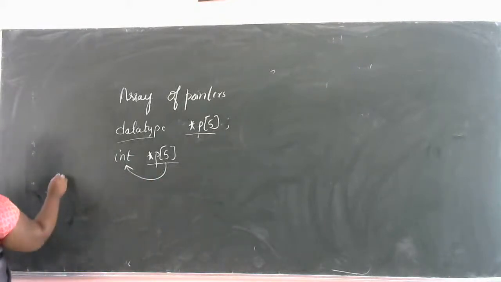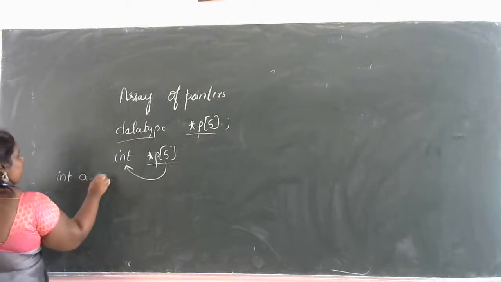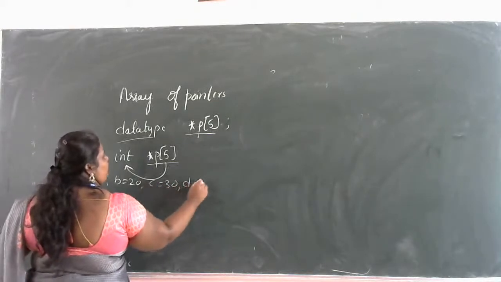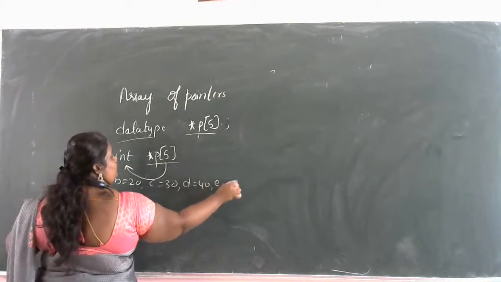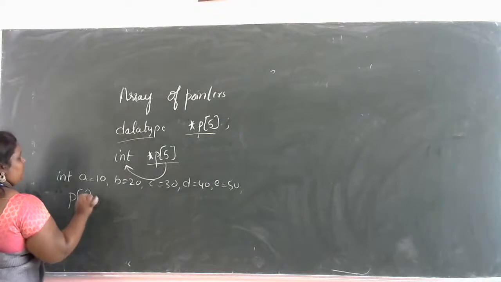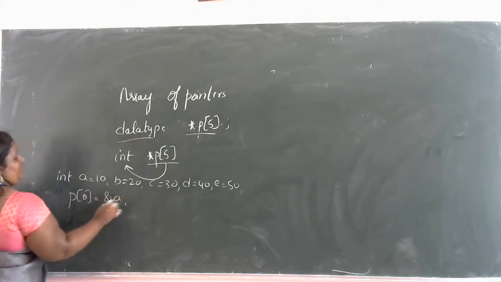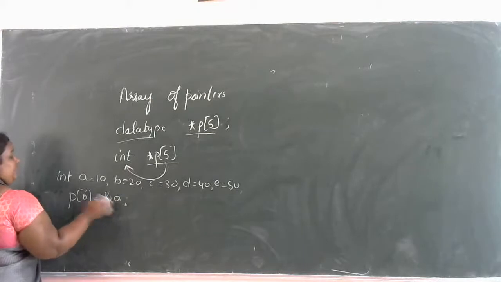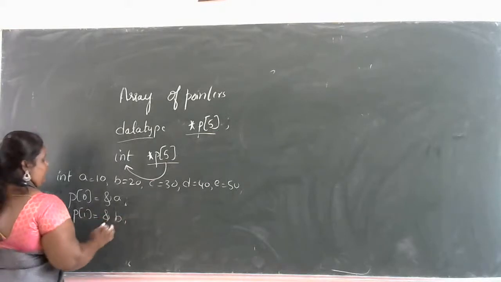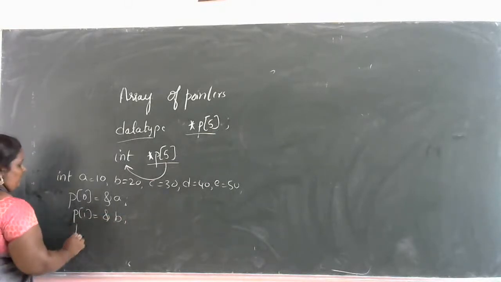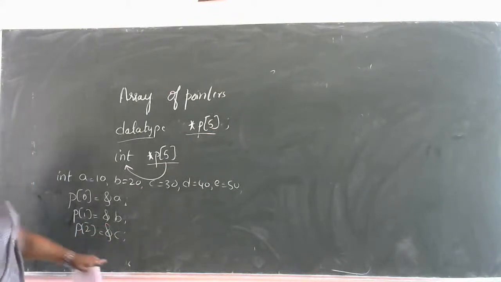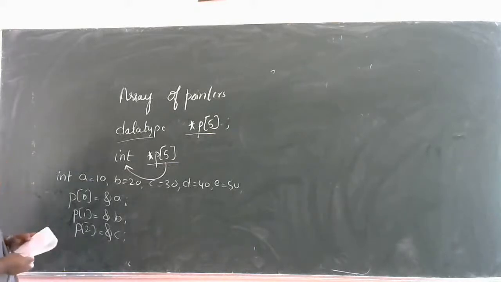For example, int a equal to 10, b equal to 20, c equal to 30, d equal to 40 and e equal to 50. How to store the addresses? p of 0 equal to ampersand a. The address of a is stored in p of 0. p of 1 equal to ampersand of b. The address of b will be stored in p of 1. p of 2 equal to ampersand of c. The address of c will be stored in p of 2.